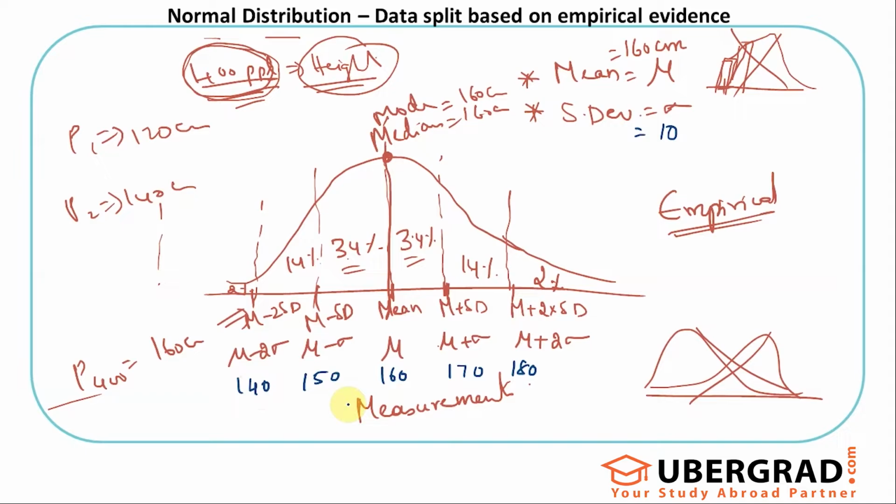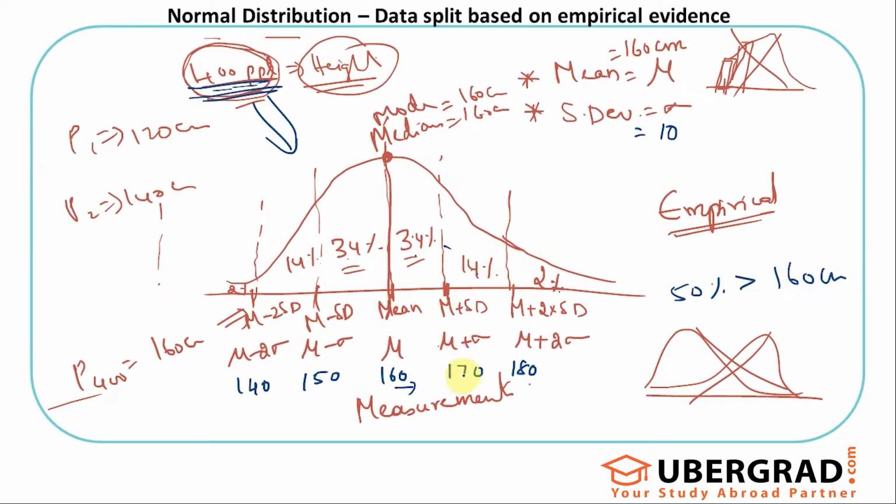So what am I saying? How many people are taller than 160 centimeters? That is everything to the right, which is 34 plus 14 plus 2, that is 50%. So I know that 50% of people in this sample I have taken are taller than 160 centimeters.